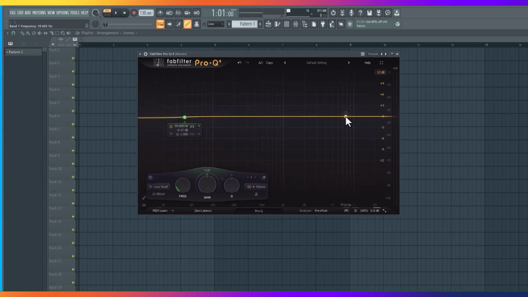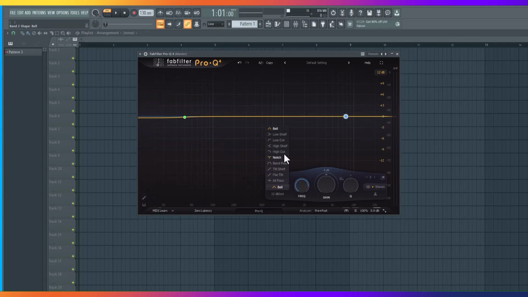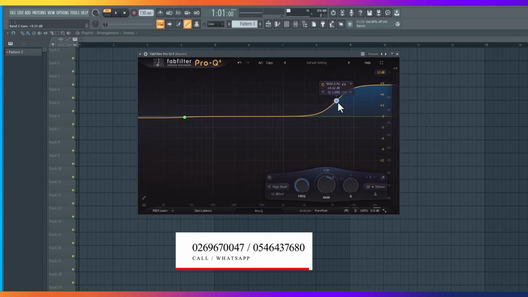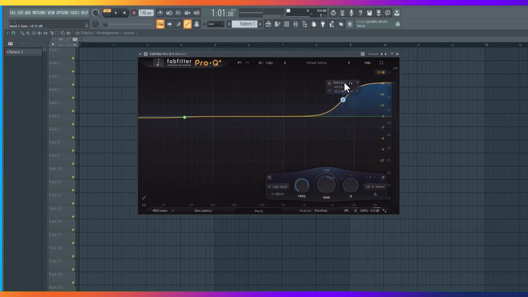The same goes for the high shelf. With the high shelf, we are still talking about the types of filters. High shelf means from the frequency you stand on, everything above that frequency, you get to either increase or decrease. And that's what we call the high shelf. That's how it looks.